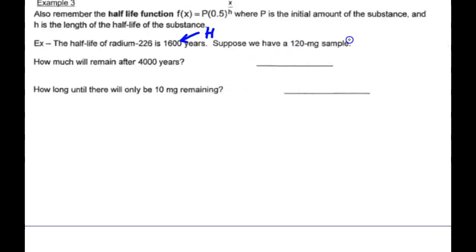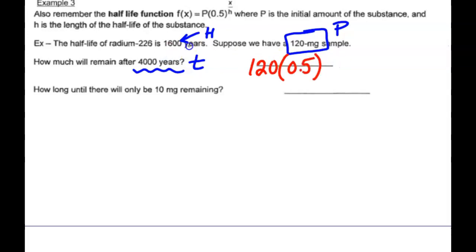Suppose we have a 120 milligram sample. That is the original amount, which this uses P, I think, what does it use on yours? N sub 0 maybe? Okay. How much will remain? So we want the remaining amount after 4,000 years, that's T. So this is just a typing question. If we start with 120, and it is halving or 0.5, but it's doing it every 1,600 years, just like you said you would take 24 hours and divide it by 4 to get 6 halvings. Well, we're going to divide this up in the exponent. And we can literally just type that carefully.